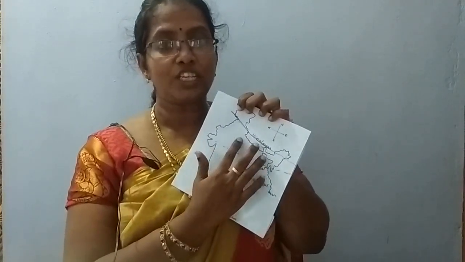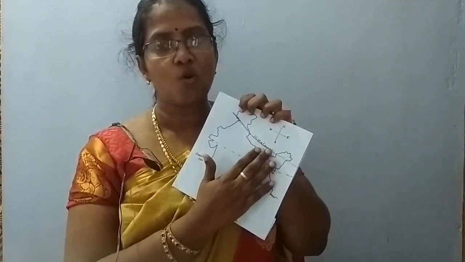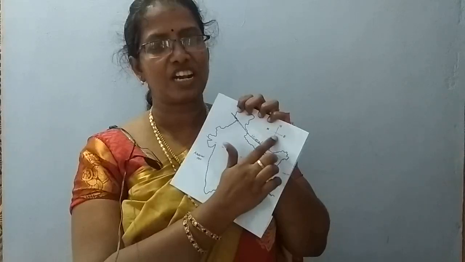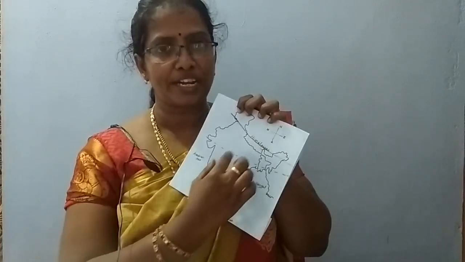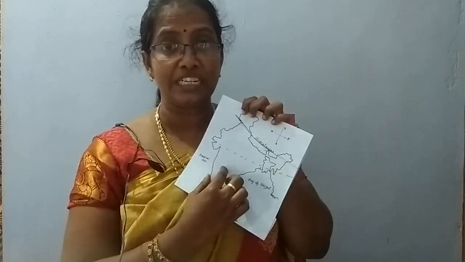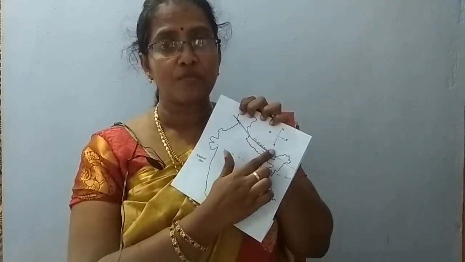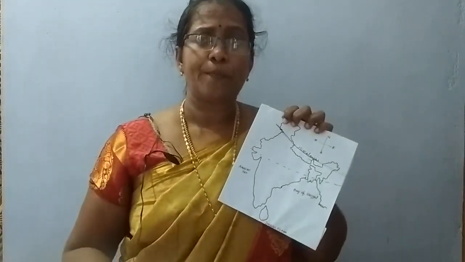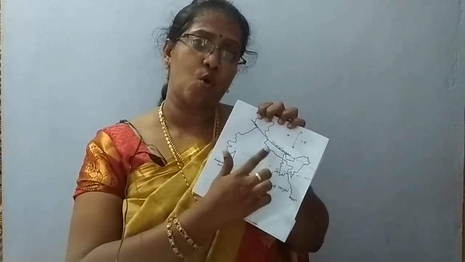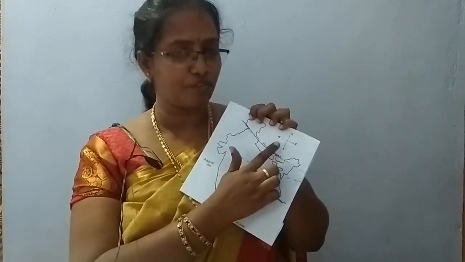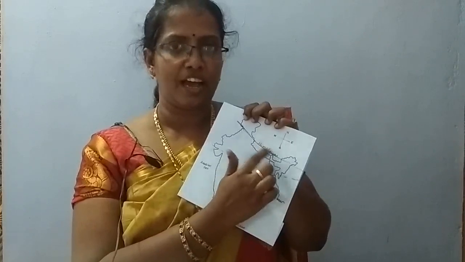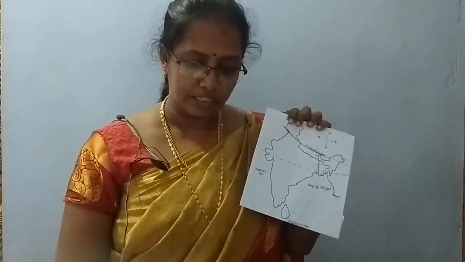Moreover, it is protecting us from the cold polar winds which blow from Central Asia. Central Asia, in the sense, which country? China. Otherwise, it prevented the cold polar winds. Prevented, what is the meaning? Stop. So it stopped the cold polar winds which blow from Central Asia, from China. These things are given in your book, children. When you are reading, you can easily understand.